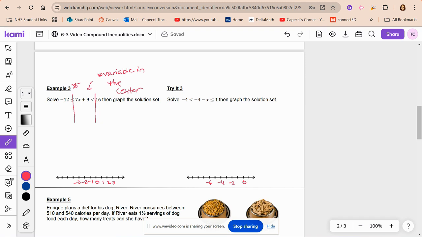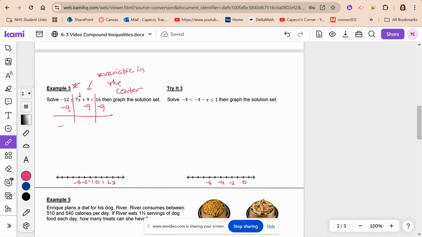With an equation, usually we say whatever you do to one side, you do to the other side. The same holds true, but this time it's going to be 3 different sections. Whatever we do to one section, we have to do to the other 2 to keep that inequality balanced. I want to get the x by itself. So the first thing I'm going to do is get rid of that 9. I'm going to do the opposite operation and subtract 9. I'm going to do that to all 3 sections.